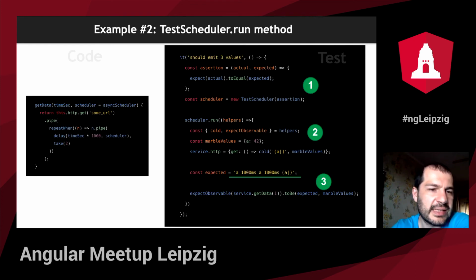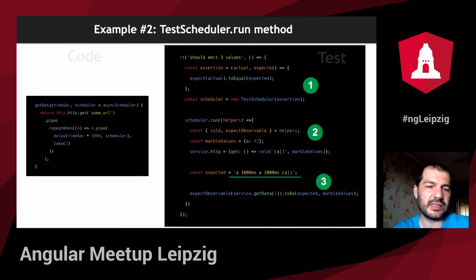Let's review the example. So the test is created in 3 steps. First, we create a TestScheduler instance and provide an assertion expression. Second, we call the TestScheduler.run method and provide a callback function with our test code inside. Third step, inside the provided callback, we call our assertion expression with the expected observable helper function. All the helpers are provided to our callback by the TestScheduler.run method.